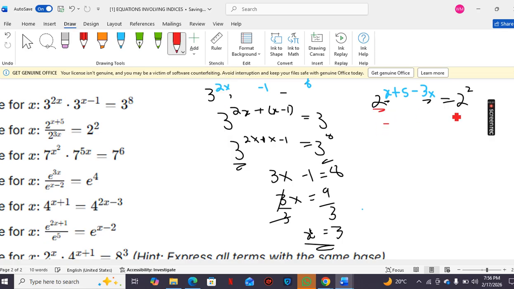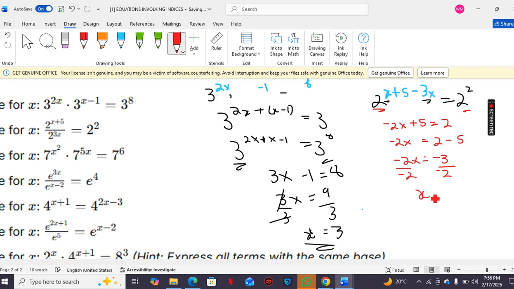okay, since the bases are the same here, we can just form the equation. So we have negative 2x plus 5 equals 2. Alright, so we take that positive 5 over the equal sign, it becomes negative. So negative 2x equals 2 minus 5, and that is negative 3. Okay, then to get the value of x, divide both sides by negative 2.